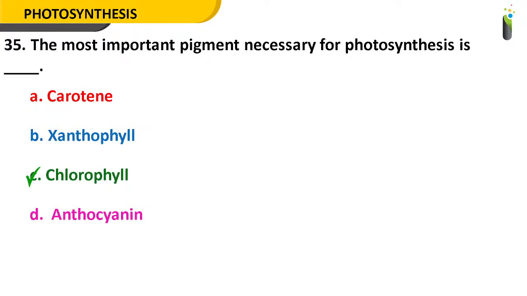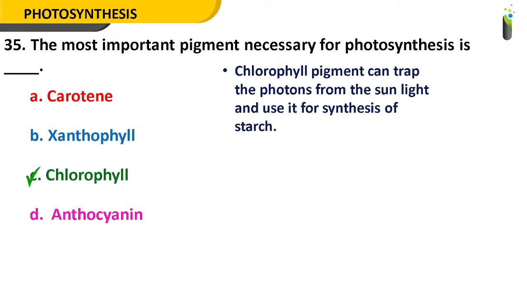Okay, so carotene and xanthophyll are called the accessory pigments or the antennae pigments, which help the chlorophyll pigment in transferring the energy from the photon to its electron. You might be aware it is chlorophyll A which is the reaction center, without which photosynthesis is impossible. So chlorophyll pigments can trap the photons from the sunlight and use it for the synthesis of starch.